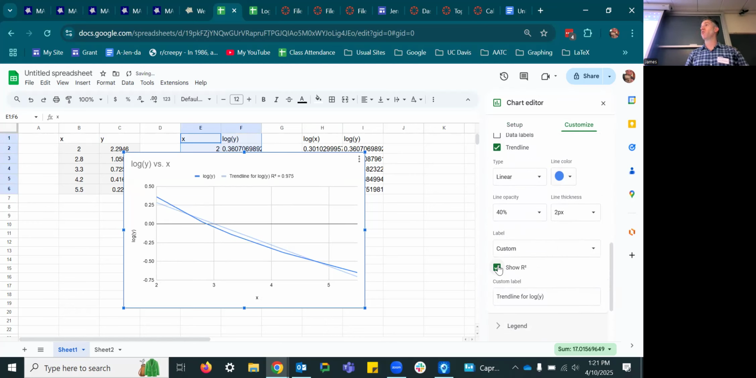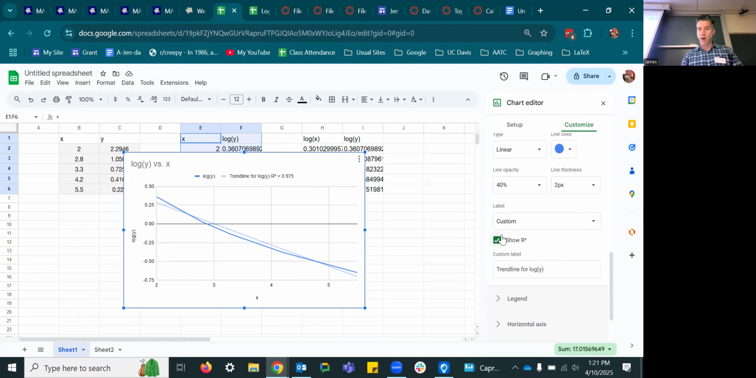R squared is a measure of how good your fit is. The closer to 1, the better the fit. The closer to 0, the worse the fit. So it's a pretty good fit, right? R squared is 0.975. That's pretty close to 1. And if it were the one you would want, you would also click on the label to use equation, and it gives you the equation: log of y equals mx plus b. Awesome. But that might not be the right one.